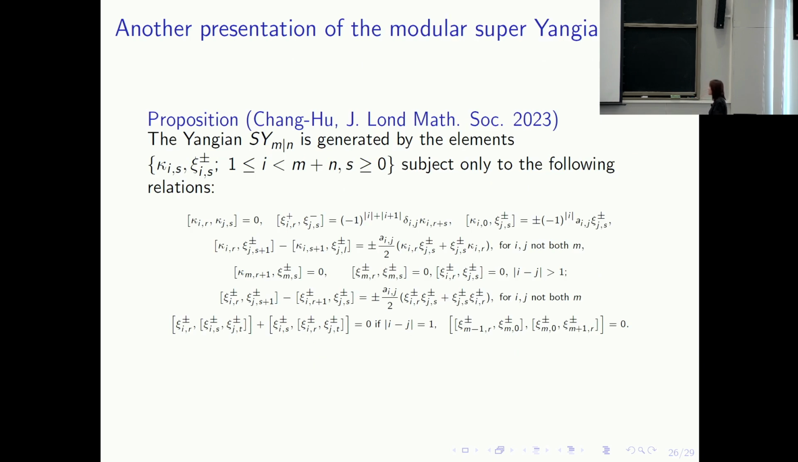So then we give another Drinfeld presentation of the special super Yangian. It is generated by these elements subject only to the following relations. This relation is associated to Cartan matrices.